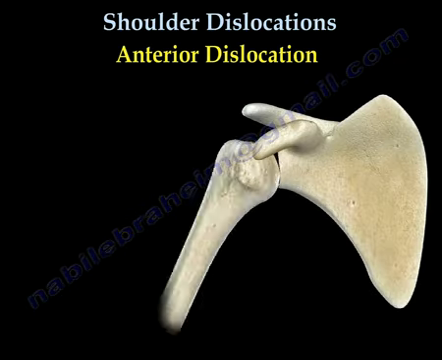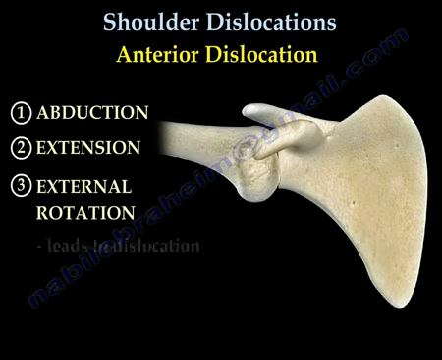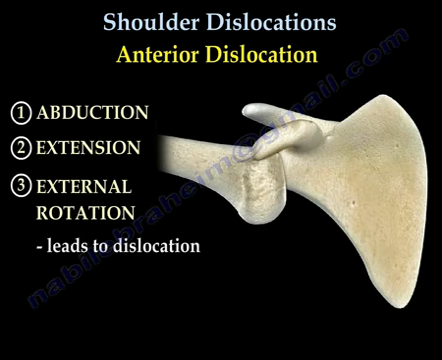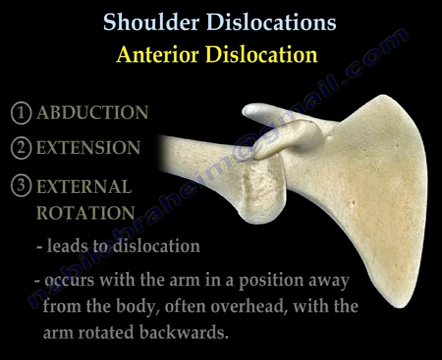Here you can see the mechanism of abduction, extension, external rotation that leads to the dislocation, and the arm will be in a position away from the body, often overhead, with the arm rotated backwards.